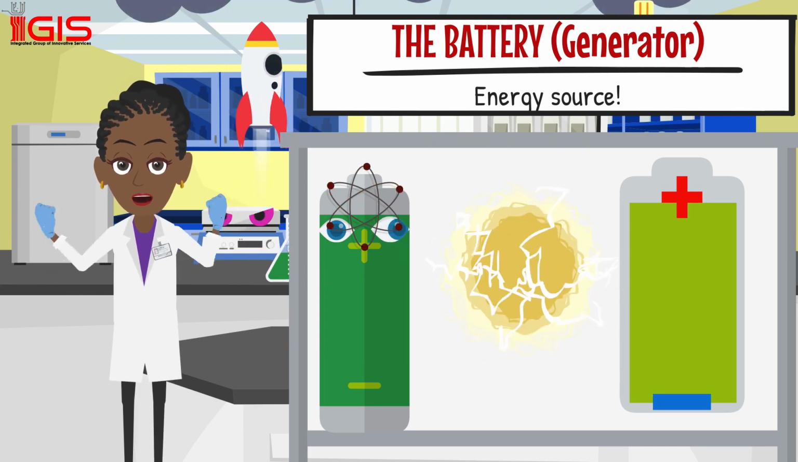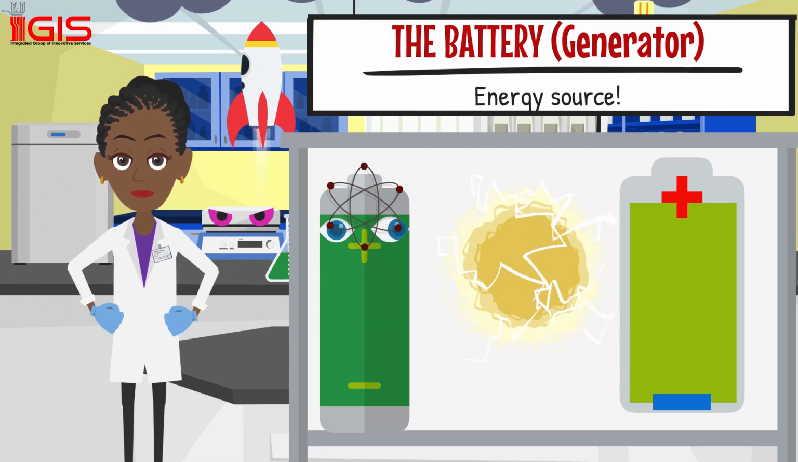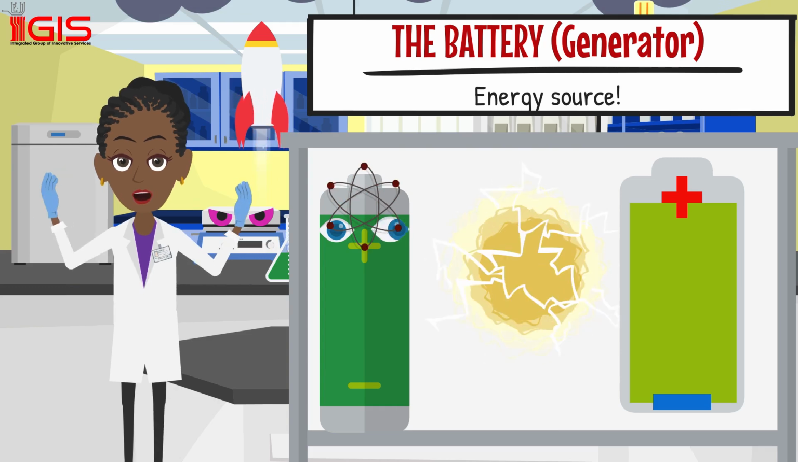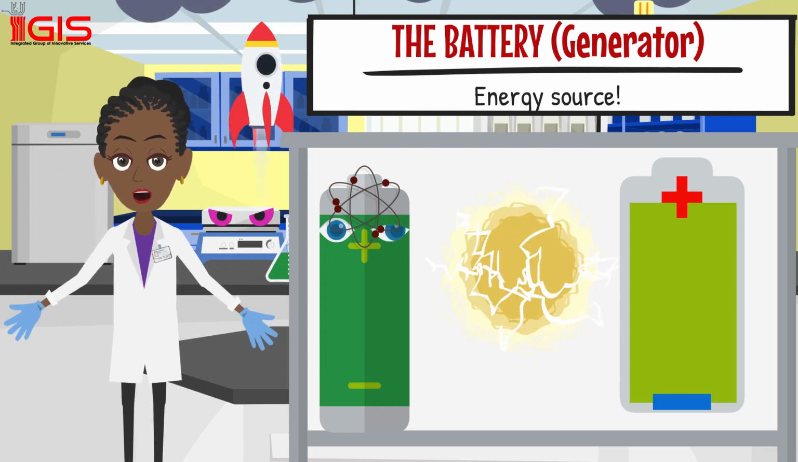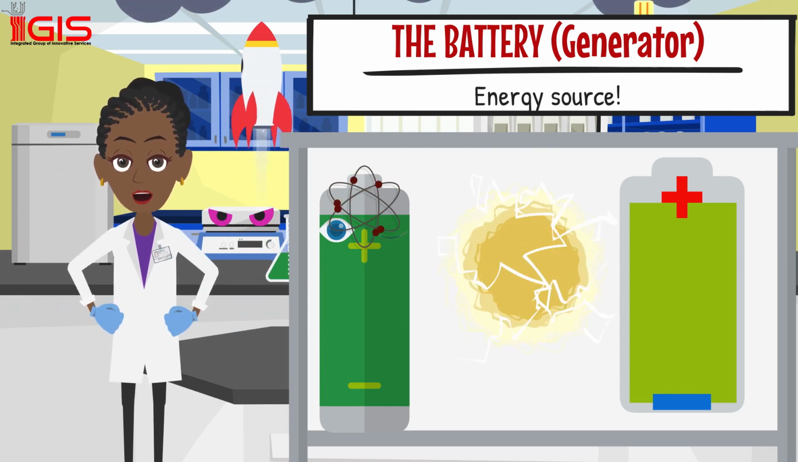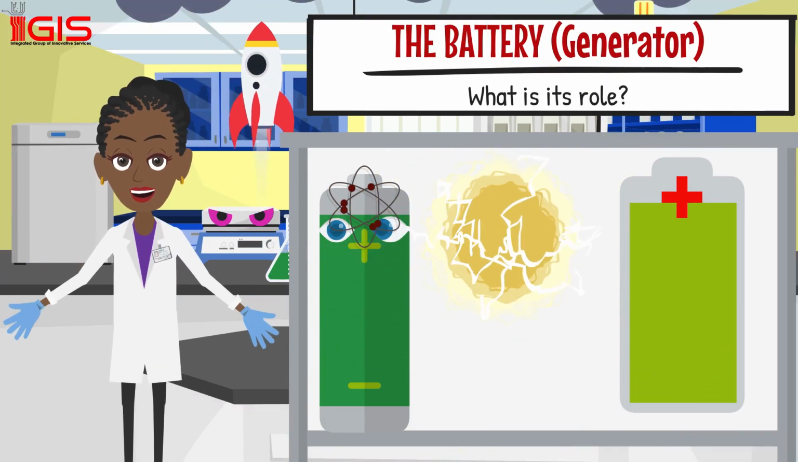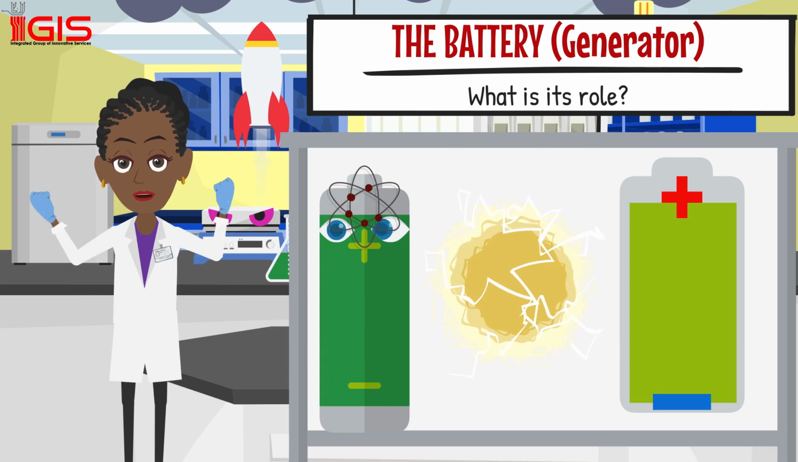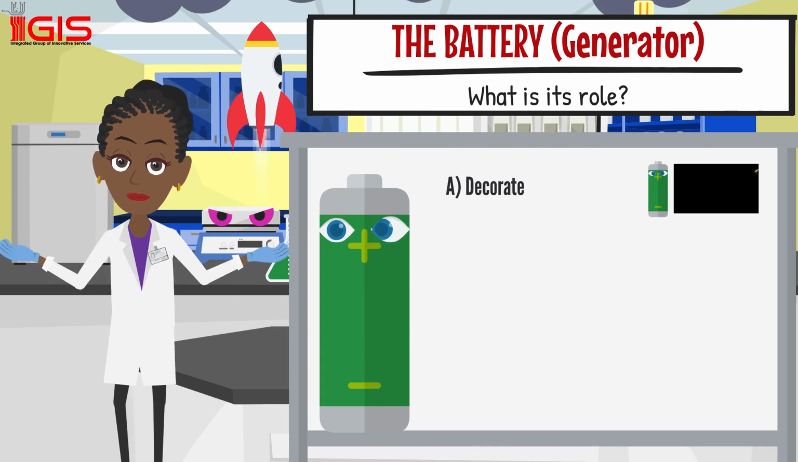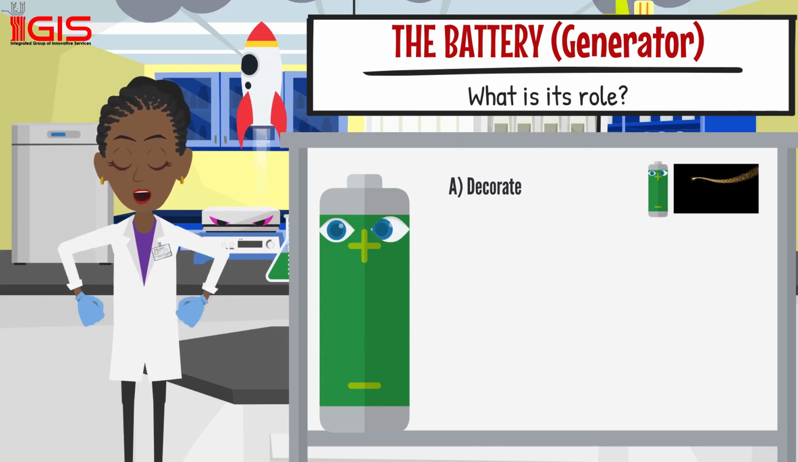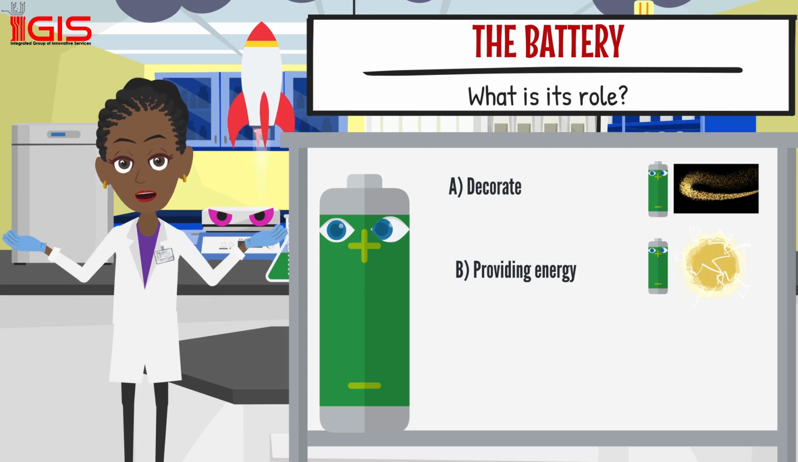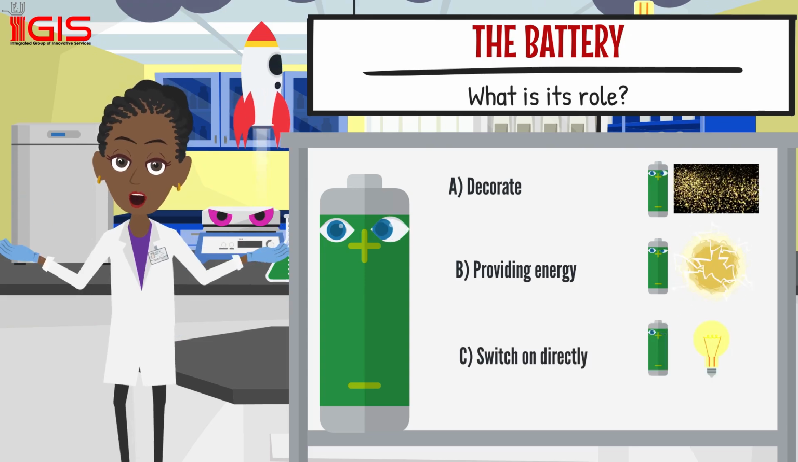Great! Now that you have discovered the role of the battery in our circuit, are you ready for a little challenge? Let's see if you understood how it helps the light bulb to light up. What is the main role of the battery in an electrical circuit? A. Decorate. B. Providing energy. C. Switch on directly.